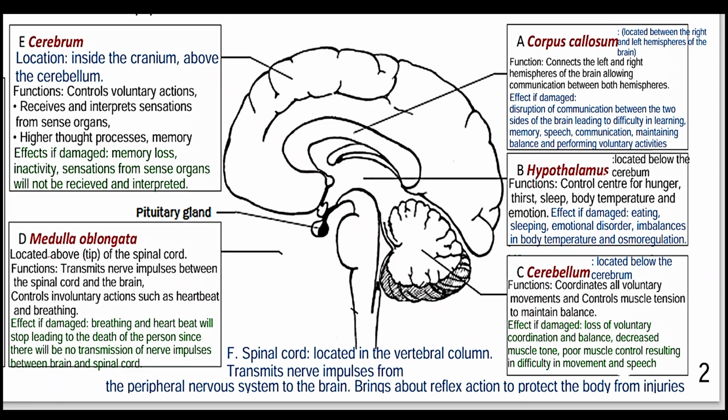What are the consequences if it is damaged? If the cerebellum is damaged, it will lead to loss of voluntary coordination and balance. It will lead to decreased muscle tone. It will lead to poor muscle control, resulting in difficulty in movement and speech. You need muscles to speak. So if the cerebellum is damaged, your speech becomes also affected. You won't be able to communicate properly.